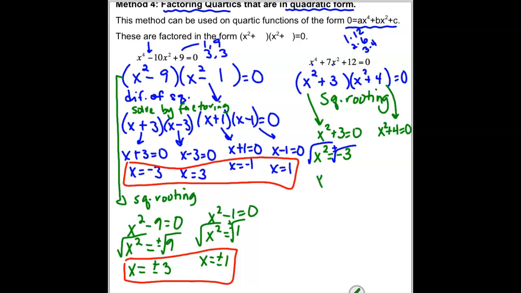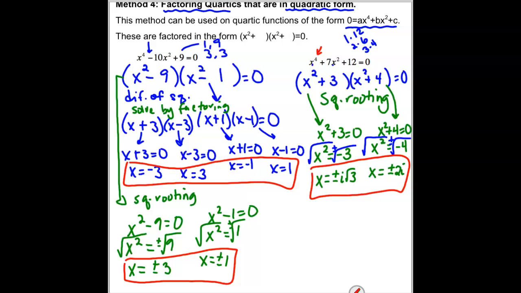So we end up with x equaling plus minus i root 3. For the other one, we're going to subtract the 4 over and square root. So we end up with x equaling plus minus 2i. So our solutions, we have 4 of them. And remember, if it's an x to the fourth, there's 4 answers. We have a positive i root 3, a negative i root 3, a positive 2i, and a negative 2i.